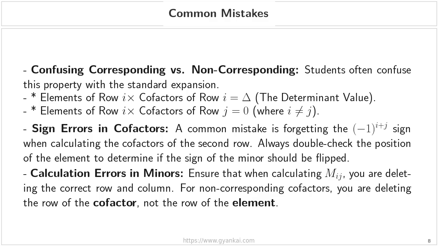Finally, be careful with calculation errors in your minors. When you are finding the minor, denoted as M sub i,j, you must delete the correct row and column. This is particularly tricky with the property we learned today. Remember, when you are calculating non-corresponding cofactors, you must delete the row and column associated with the cofactor itself, not the row where your elements are coming from. Staying organized with your deletions is key to getting the right minor.